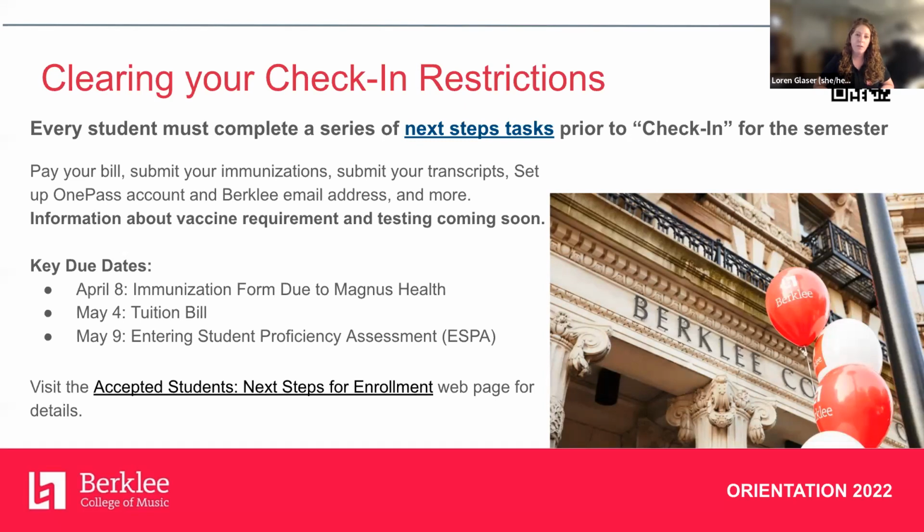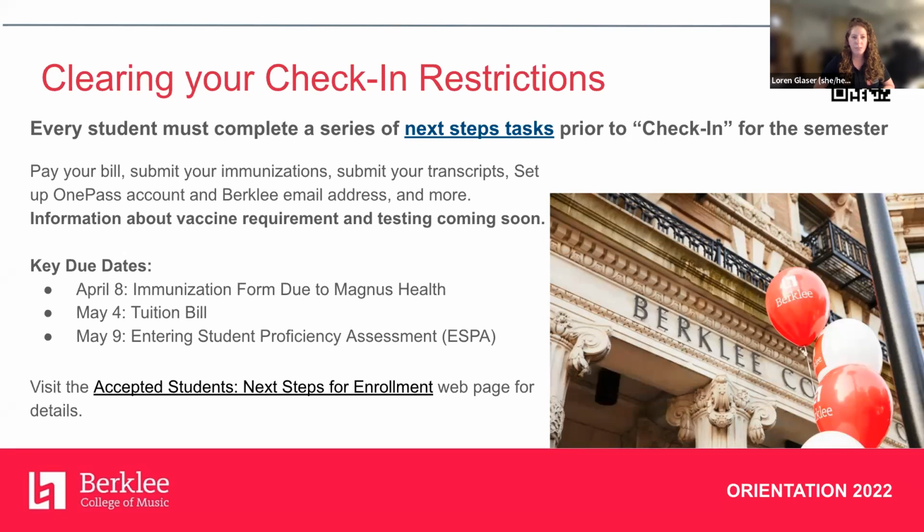We don't want you to get here and realize that you didn't submit your immunizations, or if you have an outstanding bill, and then you're taken out of orientation week to try to finish up all of these restrictions that are still outstanding. So just want to make sure that all students know there is a next steps page and a portal. So you should be able to track anything that's outstanding for you coming up.